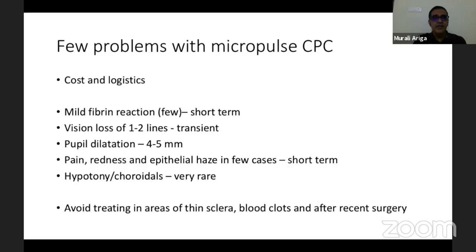We do have an Indian publication in which we found one hypotony in the last 2.5 years in about 80 odd eyes. So we generally try to avoid treating thin areas, blood clots, and recent post-ops and inflammation. We should not do this procedure in those situations.